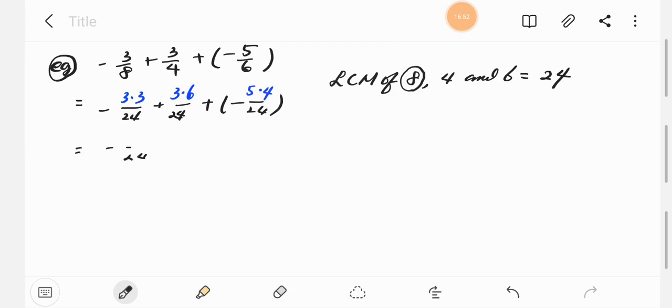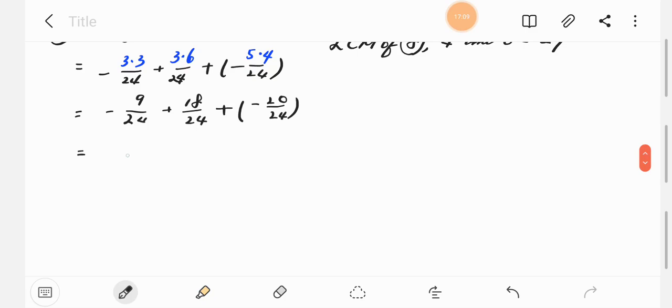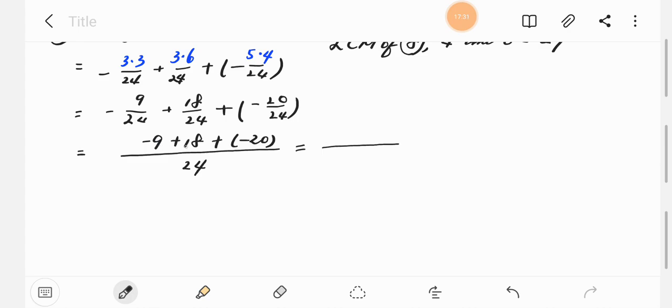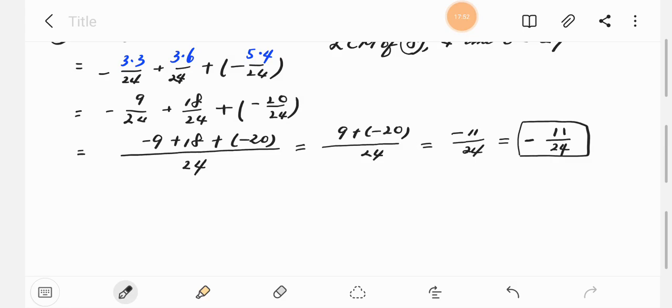So that is equal to negative, the denominator is 24, the numerator is 9. And 3 times 6 is 18 over 24 plus negative 20 over 24. Since we have fractions with the same denominator, we can add the numerators. The first one is negative 9, so move the negative to the top. It'll be negative 9 plus 18 plus negative 20. Negative 9 plus 18 is 9, plus negative 20 is negative 11 over 24. So the result is negative 11 over 24.